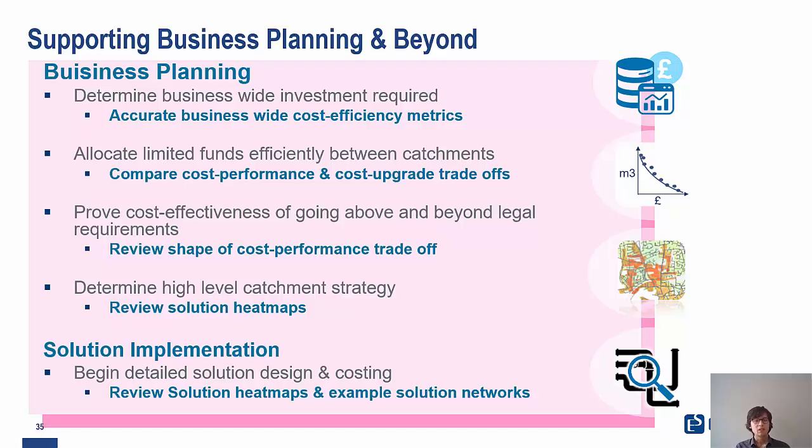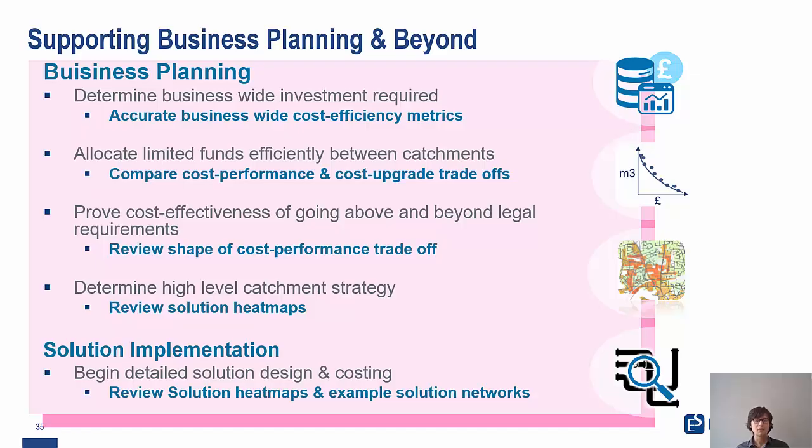And I suppose for proving the cost effectiveness of going above and beyond legal minimums, we just have to look at the shape of our cost performance trade-off. Is that gradient steep enough that we've got enough improvement per pound spent to be worth spending a bit more than the minimum required?